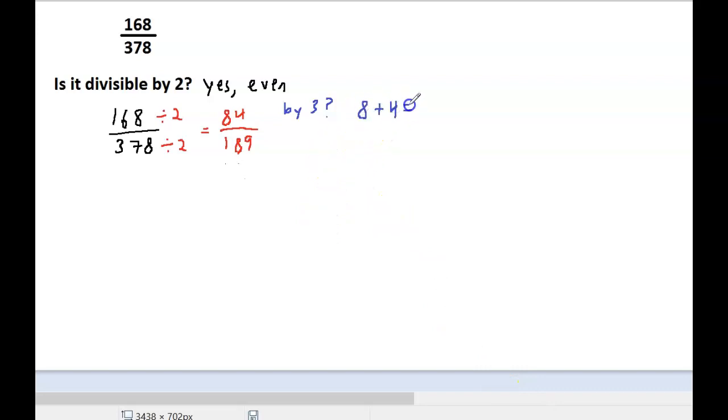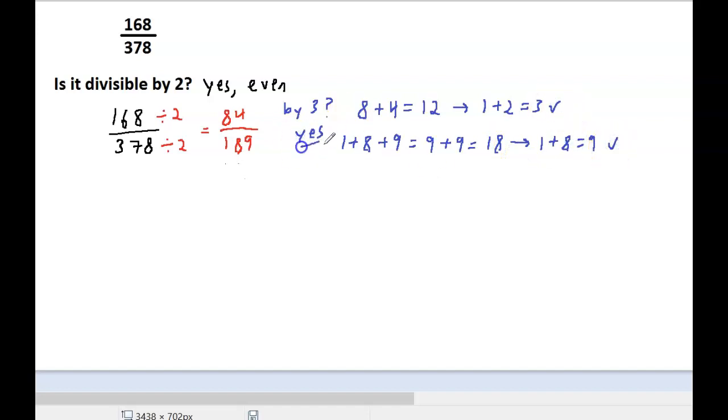So for our numerator, we have 8 plus 4 gives us 12. We could even break that up again. 1 plus 2 is 3. But with the 12, you would maybe know it's divisible by 3. 189, we could add that all up. That gives me 18. I could even break that up again. 3 and 9 are both divisible by 3, so yes, the whole thing is divisible by 3. 84 over 189, divided by 3. 84 divided by 3 gives us 28. 189 divided by 3 is 63.